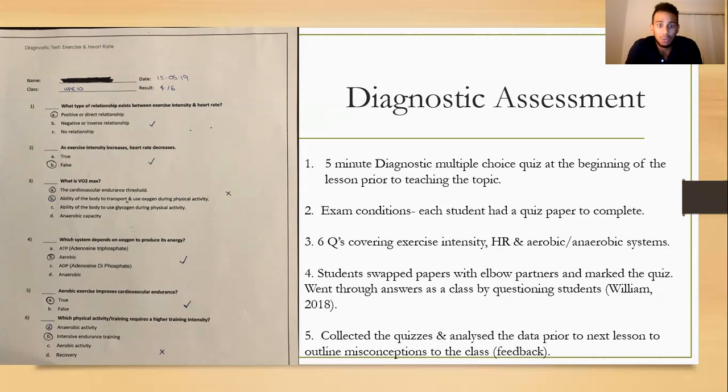And this was done through calling out students at random to read out what they had down, asking them to justify it, and then even asking the class if they agreed or disagreed with their answer. I then collected the quizzes, analysed the data prior to the next lesson, and then highlighted those misconceptions and obviously gave the correct feedback. So on the left, this is just an example here. This particular student got 4 out of 6. Got question 3 and question 6 wrong.